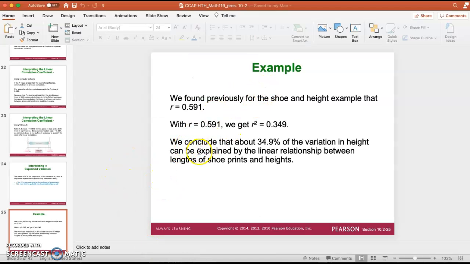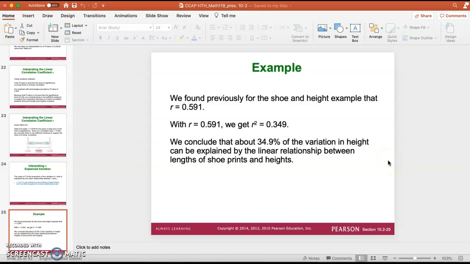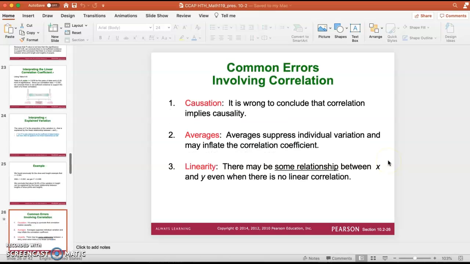And so from that, we can conclude that about 34.9% of the variation in height can be explained by the linear relationship between lengths of shoe prints and heights. So again, it's talking about the percent variation in y that can be explained by that relationship. And there are other ways to interpret that as well.